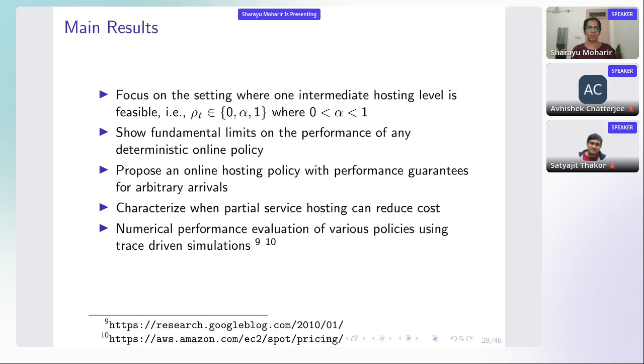And like before, we have trace-driven numerical performance evaluations of various policies to compare their performance, as well as various fundamental bounds on the performance of any policy.